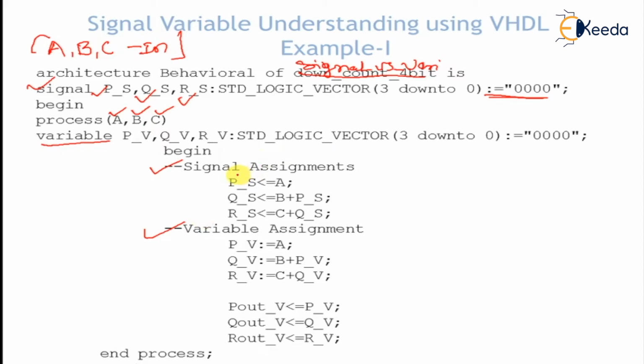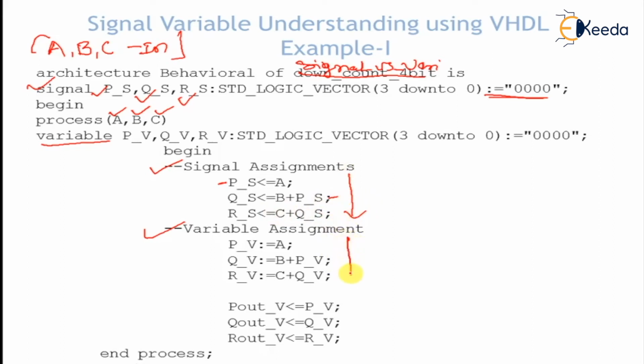Now P_S is equal to A. So whatever the value of A, it is assigned to P_S. Then Q_S is equal to B plus this P_S. Why will it be assigned? Because P_S is declared as an internal signal, so we can use it as an output as well as an input. So this P_S value will come here, it is combined with the addition of B plus P_S, then it is assigned to Q_S. Then R_S means the R signal is equal to C plus the Q signal. Okay, so these are the three statements we are writing in a signal assignment.